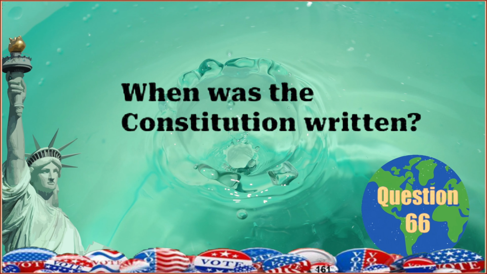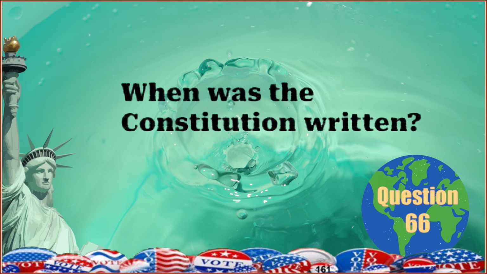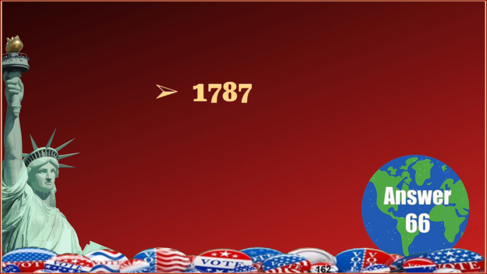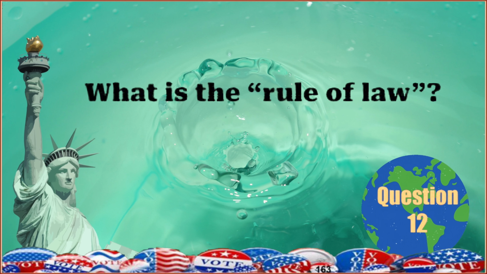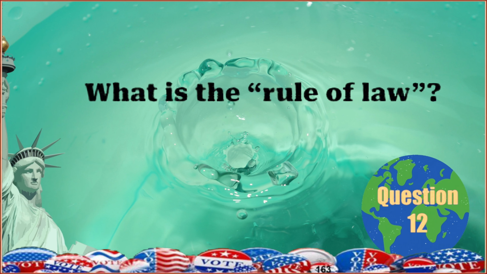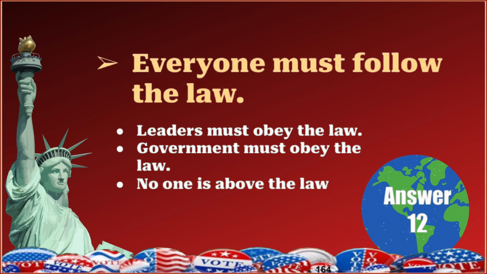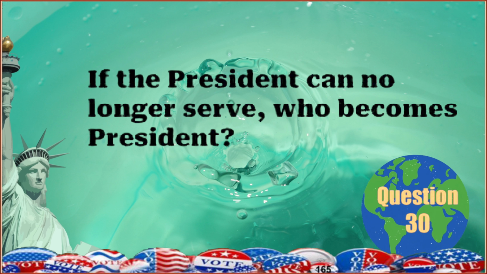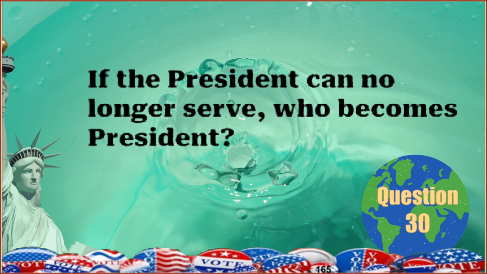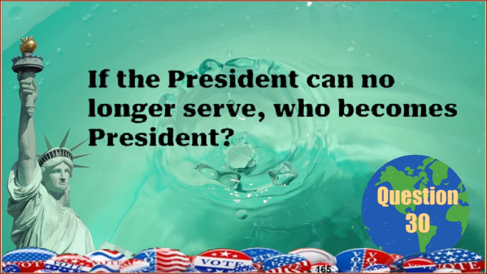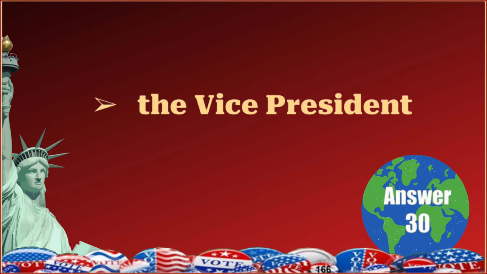When was the Constitution written? 1787. What is the rule of law? Everyone must follow the law. If the president can no longer serve, who becomes president? The vice president.